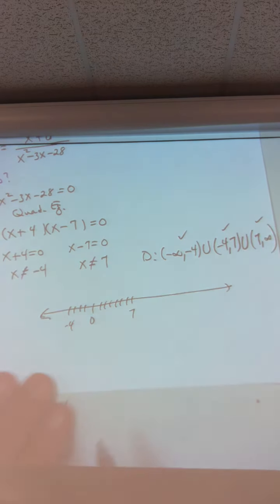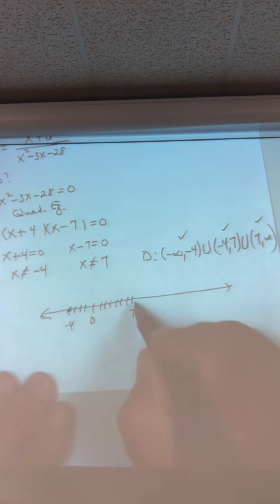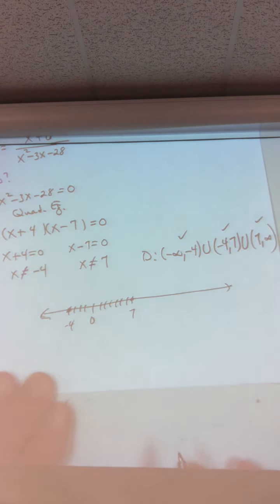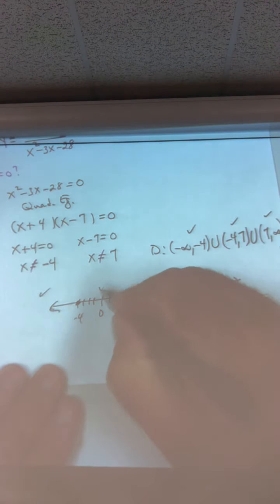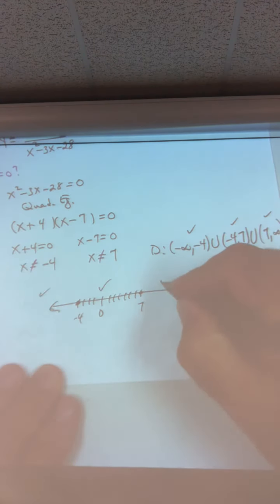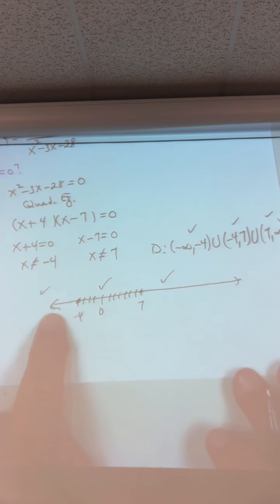All right, we cannot use -4. We can't use that, and we can't use that. What can we use then? We can use all the numbers over here, all the numbers in between, and all the numbers to the right of 7. So how do you write all of the numbers over here?